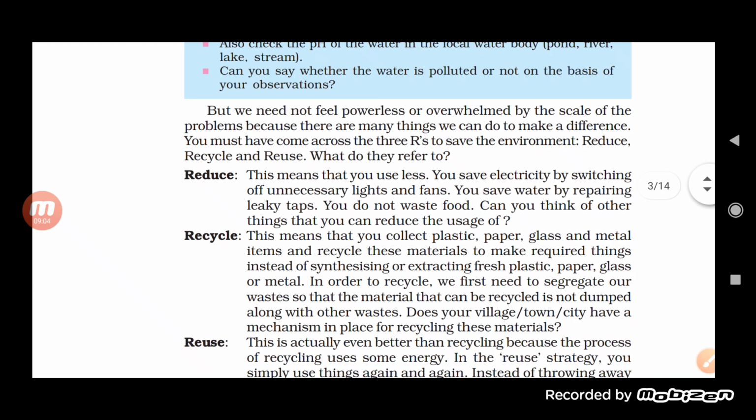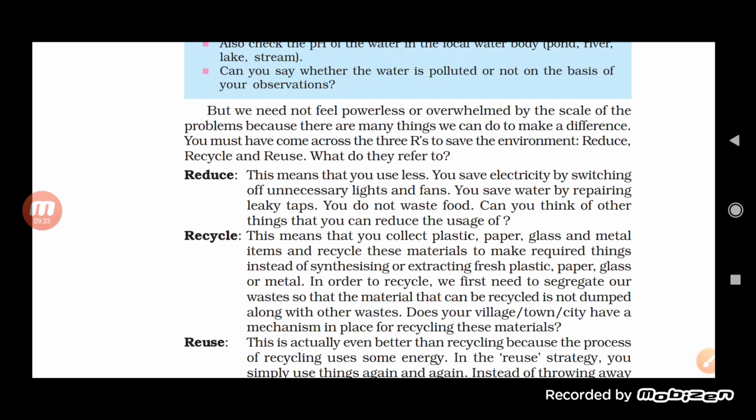Now see, we must know about the 3 R's. If we want to save our environment, we must be aware of the 3 R's. The 3 R's are reduce, recycle and reuse. We are using a lot of our natural resources, so first of all we must reduce the use of natural resources.